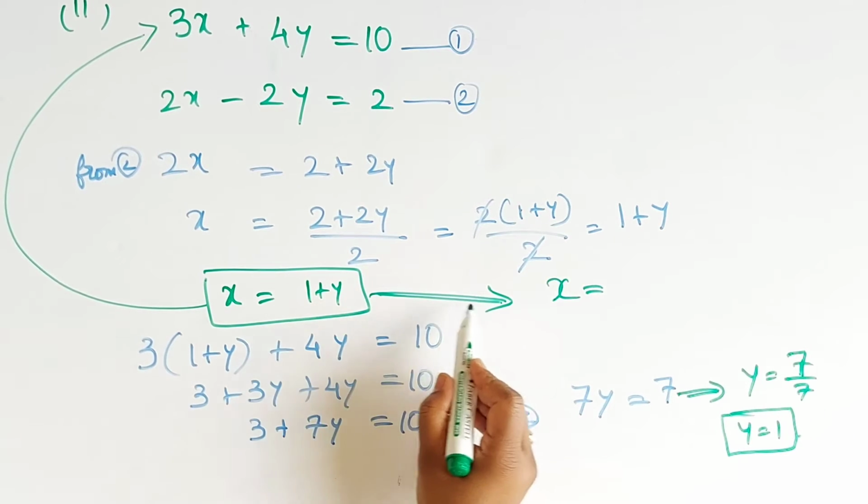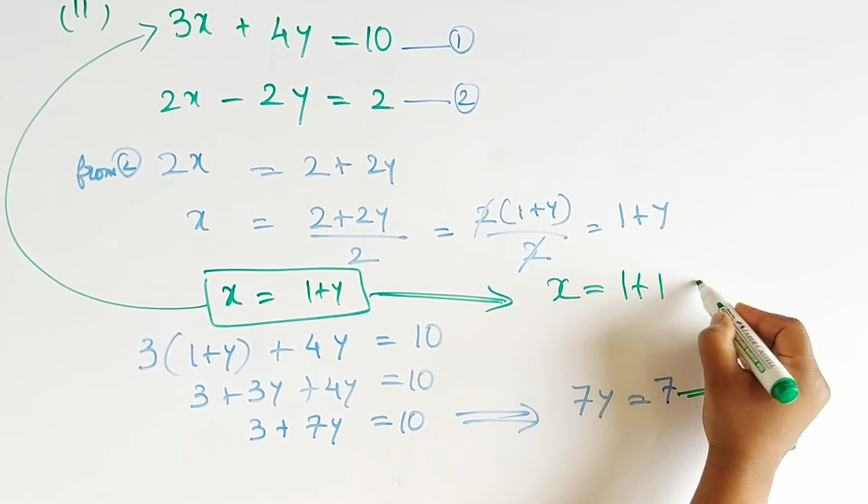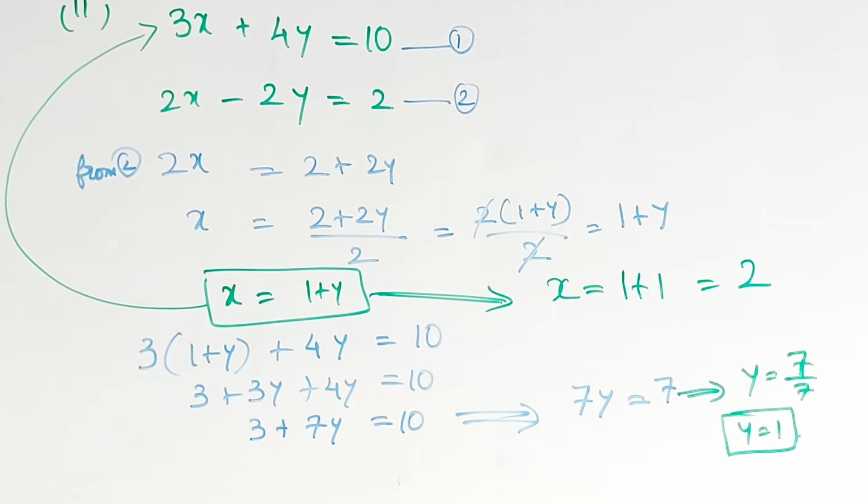From here x value is 1 plus y. So x equal to 1 plus y means 1 plus 1, that equal to 2. X value is 2 and y value is 1. So we got the same answer in the elimination method and the substitution method also.